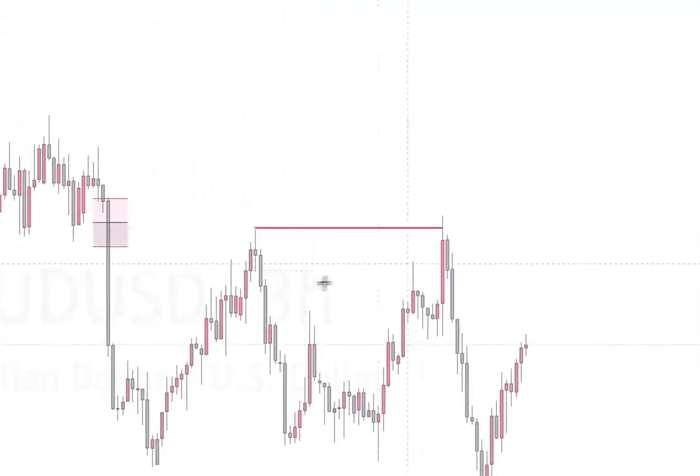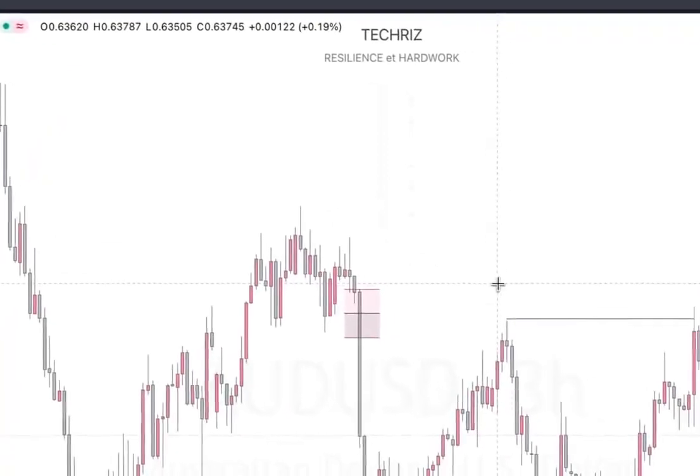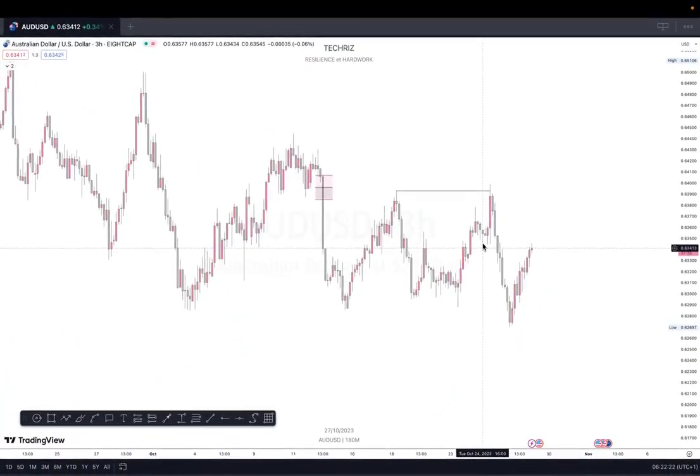You can see that the market wicked that particular high. This signals that the market did take liquidity off the high. If the market had just closed above it, then we should be looking for bullish entries. If the market had closed above it, we should be looking for bullish entries.